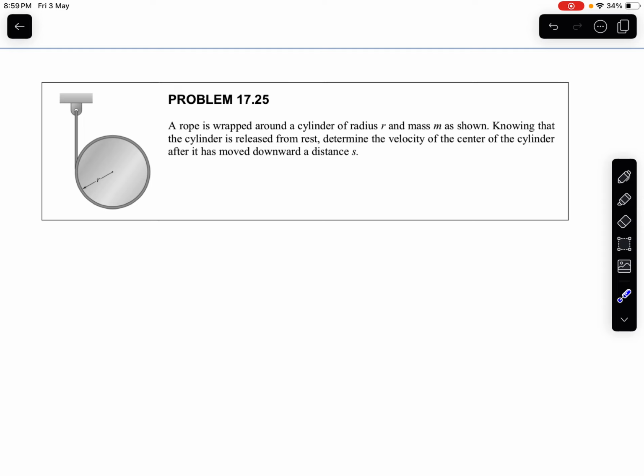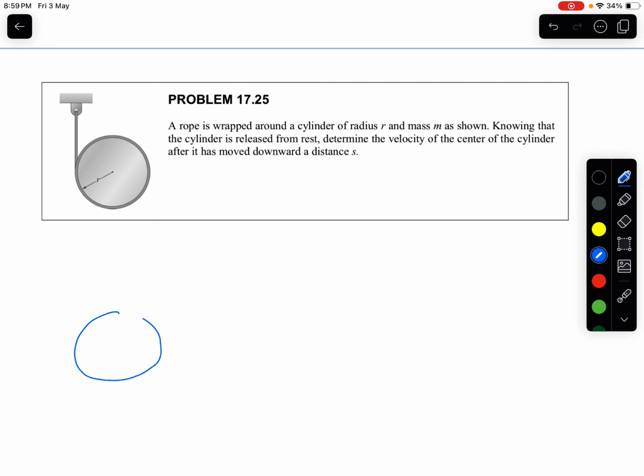Since it is only asking for the velocity, in this case we are going to need only the energy conservation equation. So first of all, let me draw this again. Okay, and on this a rope is wrapped.